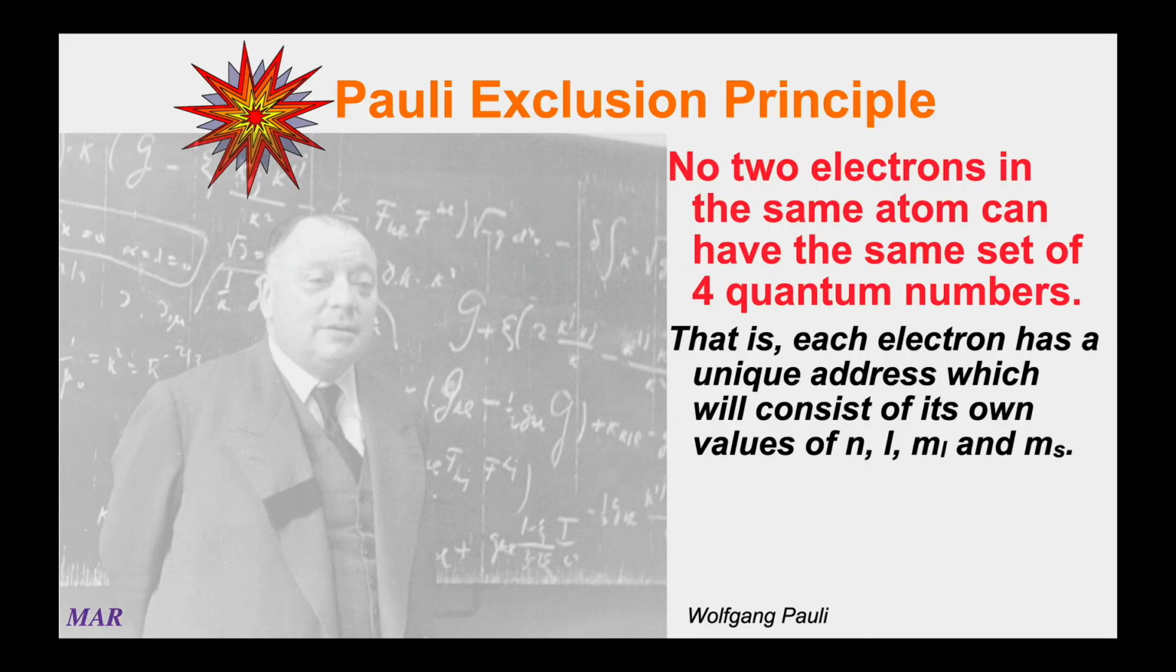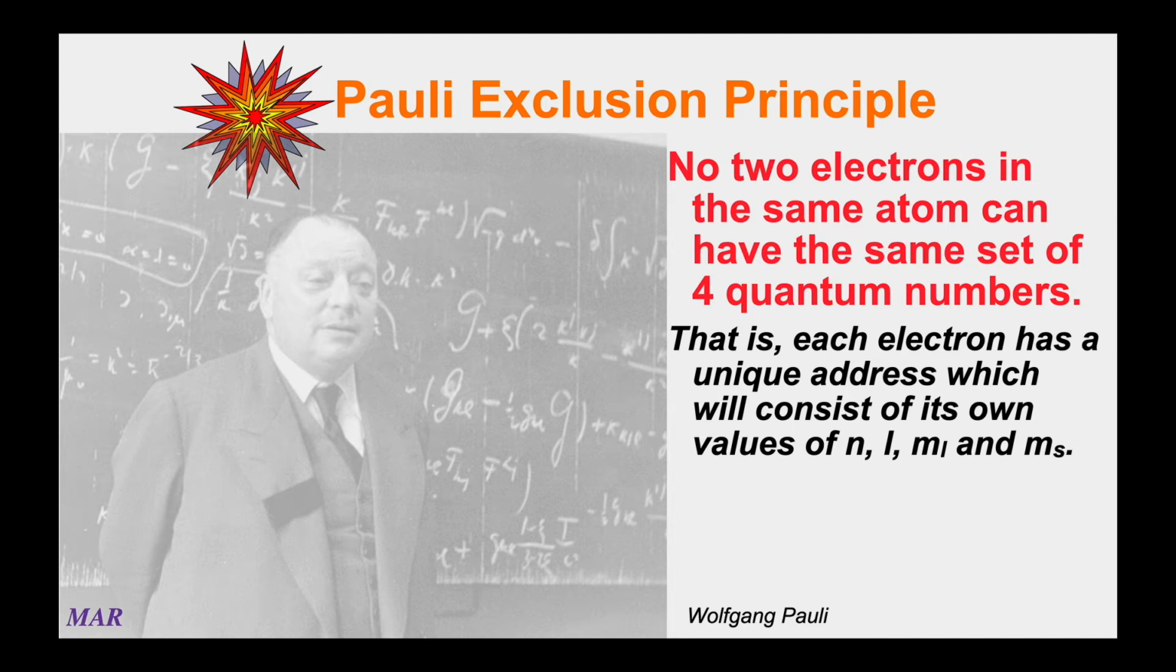Wolfgang Pauli came along to the scene, and they started putting all the quantum numbers together. Long story short, he came out with an idea called the Pauli exclusion principle. The Pauli exclusion principle states that no two electrons in the same atom can have the same set of 4 quantum numbers. What this means is that when you're putting electrons around atoms, each electron has to have its own set of quantum numbers.